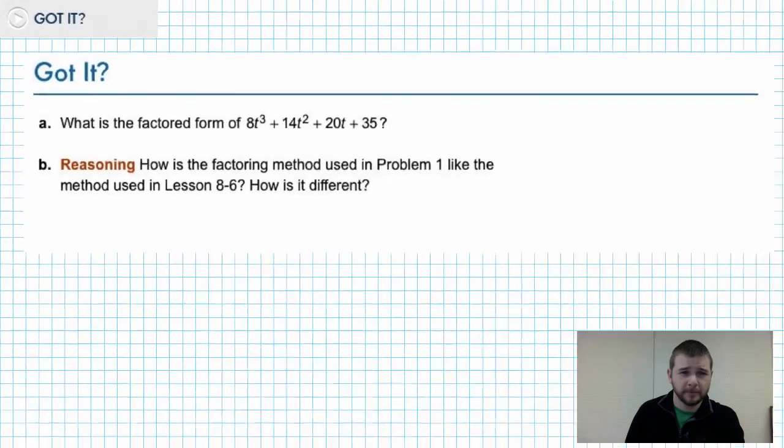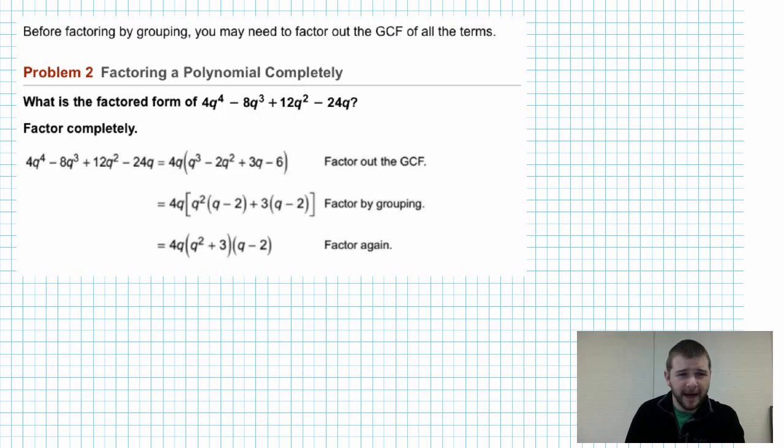And example problem 2, factoring a polynomial completely. Always keep in mind, when you begin factoring a polynomial, you should seek out and factor out, if you find, a greatest common factor. Here's a good example. 4q to the 4th power minus 8q cubed plus 12q squared minus 24q. Notice we have a greatest common factor. 4 is a factor of all of those coefficients, and q is a factor of all of those variables. So we can factor out a 4q from this entire polynomial.